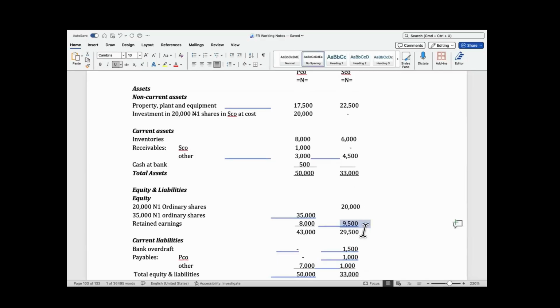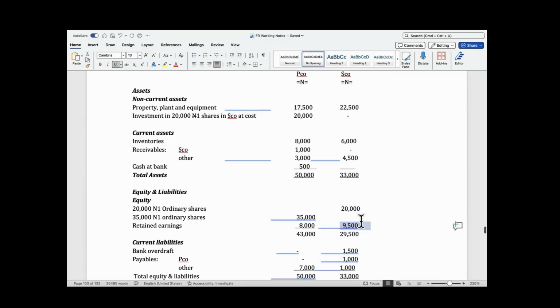Shouldn't they be cancelled out? Is it not part of equity? Anybody? We need to cancel out this 9.5 too. Because if you are cancelling out 20 against 20, fine. But if you are cancelling out 20 against 29,500, then there's something wrong. So the reality is that we cannot cancel out this 9.5.